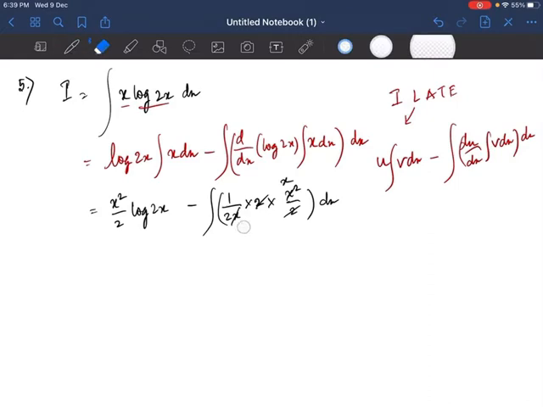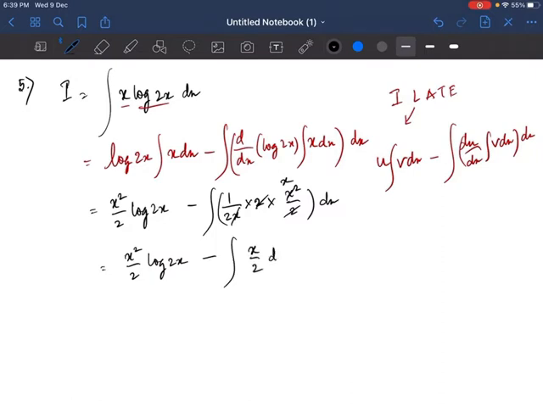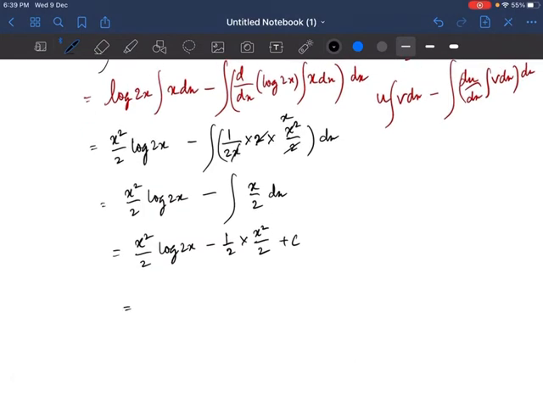So what we have to do is, let's write it in the simplified form. So this one will be x square by 2 log 2x minus integration of, this one will be x by 2 dx. So we have x square by 2 log 2x minus half, this 1 by 2 comes out, and integration of x is x square by 2 plus c. So my answer will become x square by 2 log 2x minus x square by 4 plus c. That's my answer. So that's how we do integration.